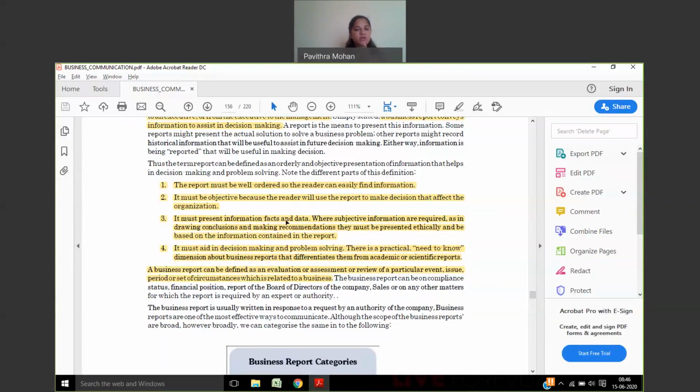It must present information, facts, and data. Where subjective information is required, as in drawing conclusions and making recommendations, it must be presented ethically and be based on the information contained in the report. So wherever I say kindly refer to figure number 1, I give a bar graph or a pie chart. The information I give in the bar graph or pie chart should relate to the other information I have given. In some other place, I would have given sales for this financial year month wise. January this much, February this much, March, April, May. I would have given each month 1,500, 1,250, 1,300. These numbers I would have given.